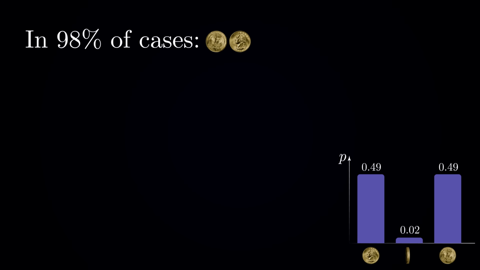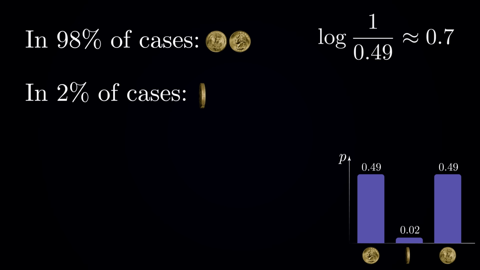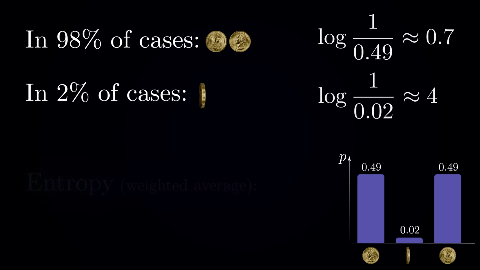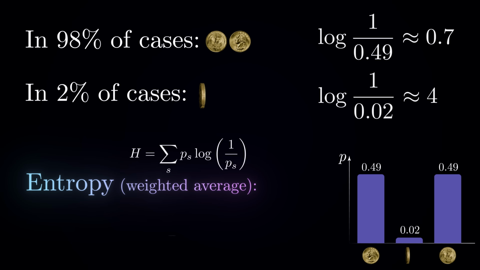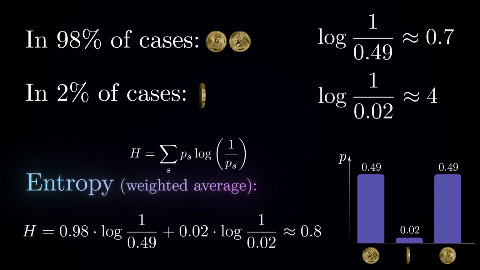Well, every time you get either a heads or a tails, which in total comprises 98% of all the flips, your surprise is about 0.7. But in the remaining 2%, your surprise will be around 4. So the weighted average, given by this formula, is approximately equal to 0.8.